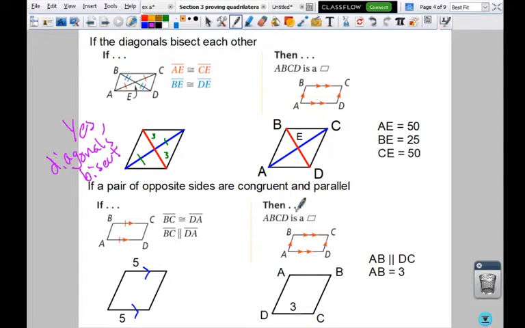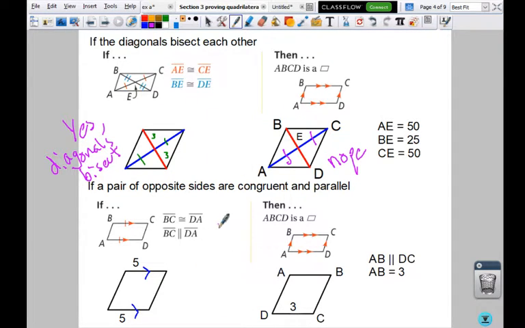Alright, let's look at this right one. I'm going to have to look at this info over here. I have AE is 50, BE is 25, CE is 50. So AE and CE are congruent, right? And I got BE is 25, but do I know anything about BE? No, so I can't say. It's probably true, but I can't say exactly for sure. So I'm going to say nope, can't say.